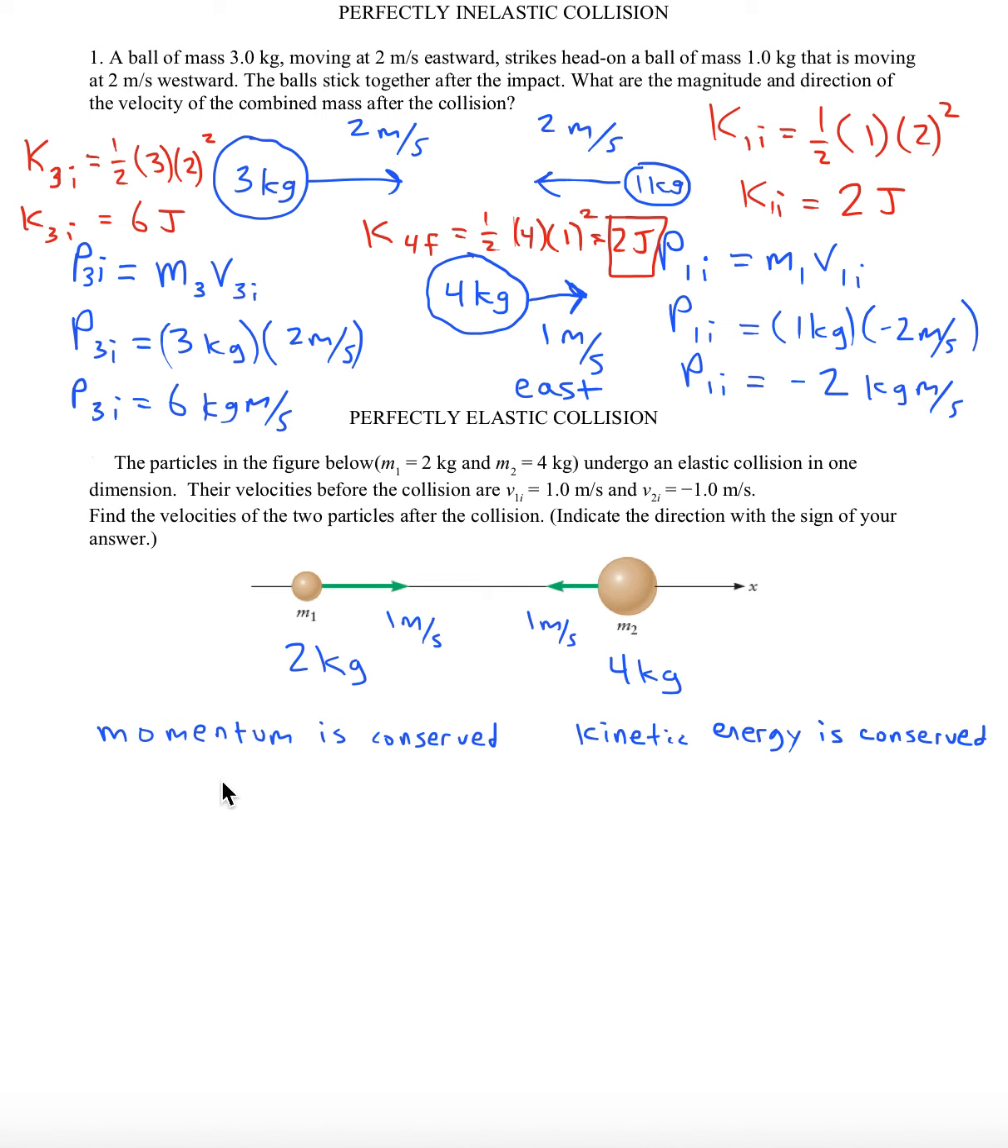Alright, so to write that symbolically, the sum of the initial momentum has to equal the sum of the final momentum. And the sum of the initial kinetic energy has to equal the sum of the final kinetic energy.